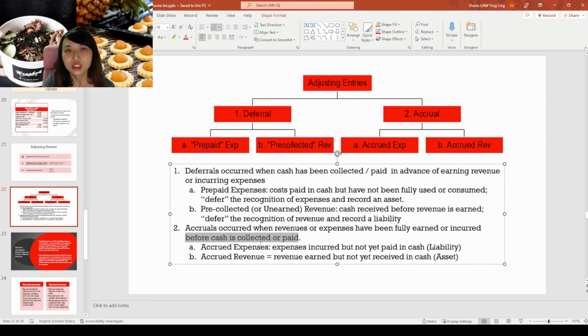Then accruals occur when revenue or expenses have been fully earned or incurred before cash is collected or paid. Like the example I mentioned just now, you accrue the revenue first because even though you already rendered the services, you have not received it in cash yet, so it's an asset, a receivable. It's called accrued revenue. Then accrued expenses are expenses that you have incurred but did not fully pay in cash. Let's say you owe your workers salary, so salary payable is an accrued expense.